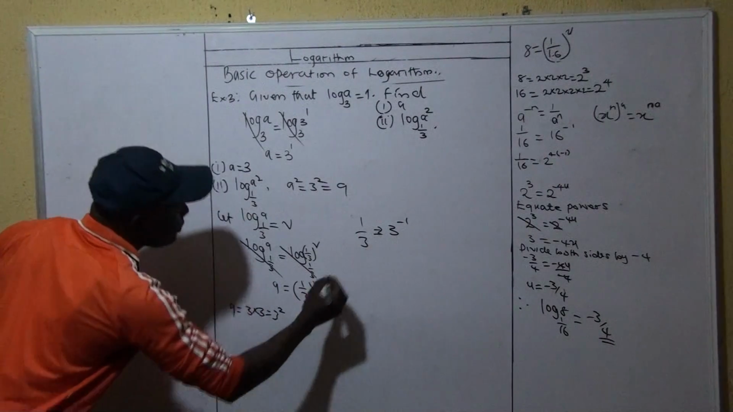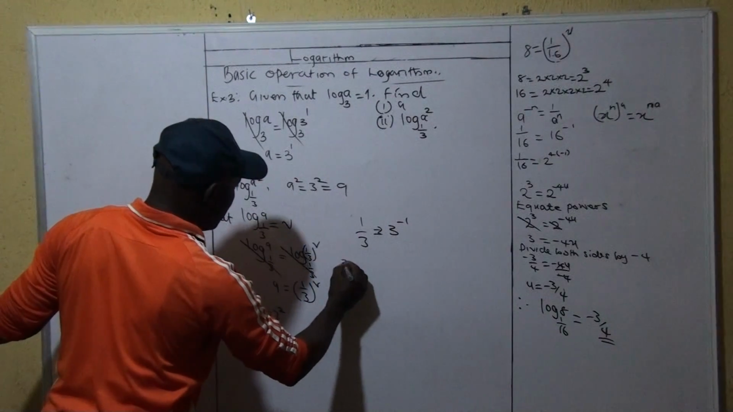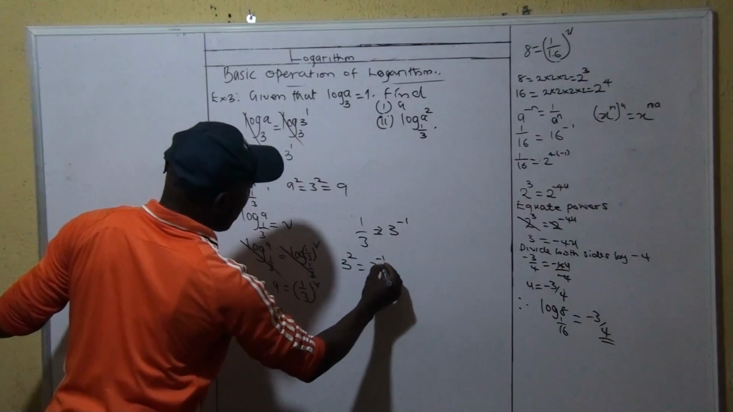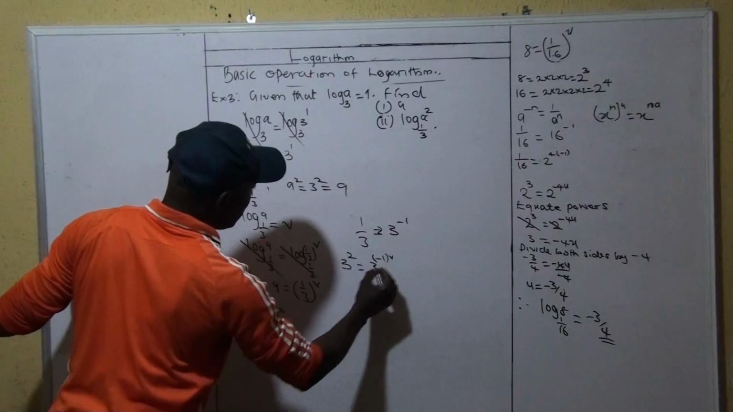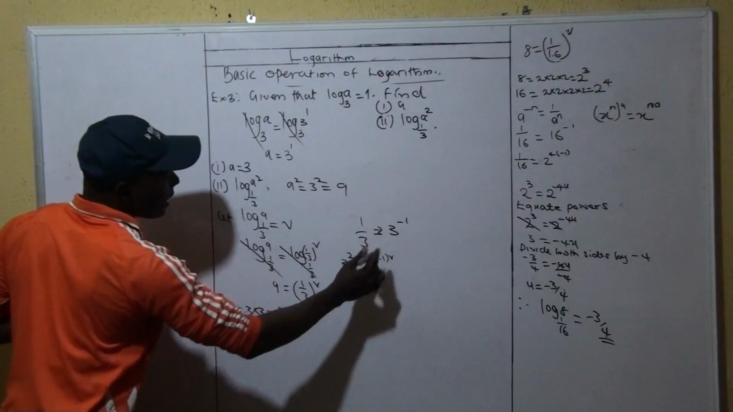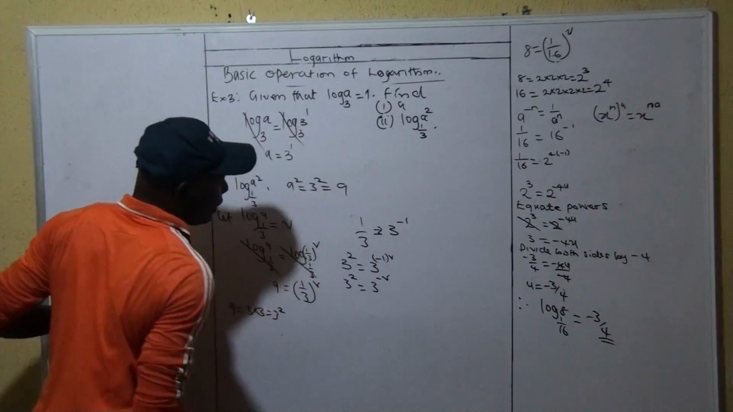Here will now be 3. Please let me come this way. This will now be 3 raised to power 2, and this becomes 3 raised to power minus 1 times v. So 3 squared is equal to 3 raised to power minus 1 times v, which equals minus v.